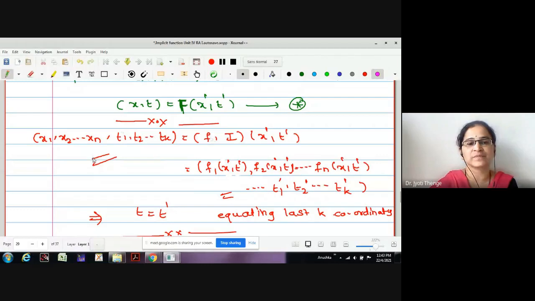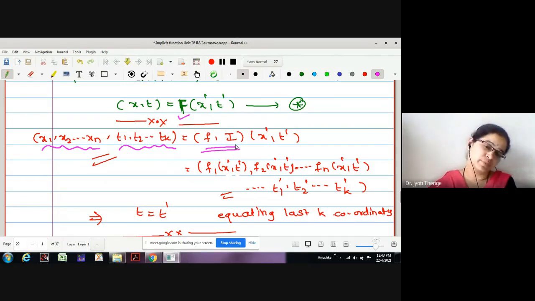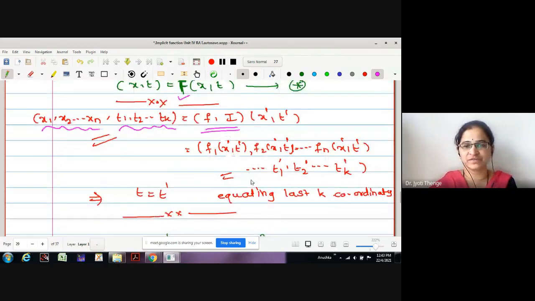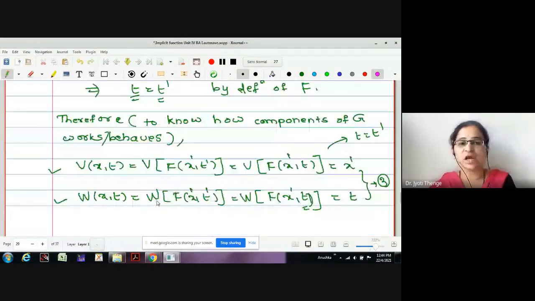Let us see. (x,t), let me write coordinate wise. x written in terms of n coordinates, t written in terms of k coordinates, f can be written as a two-tuple vector, I can call f_i. Then by operating here we can see very easily that t is equal to t'. Now in order to understand how components of g behave, let us operate v on (x,t). (x,t) is f of (x',t'), but already we have seen t' is equal to t. Therefore here I can write v of f of (x',t).